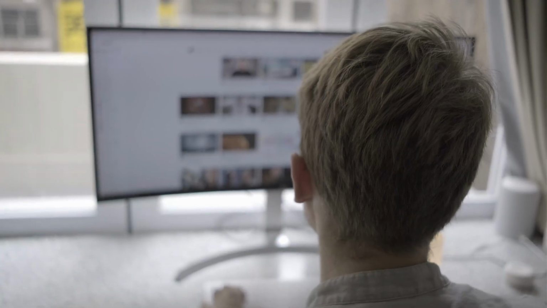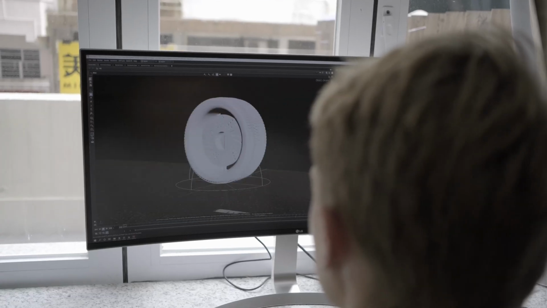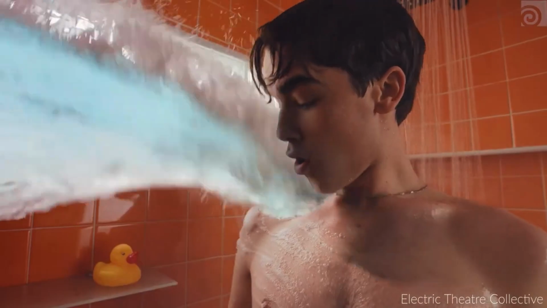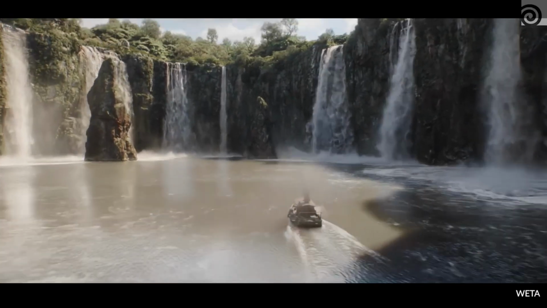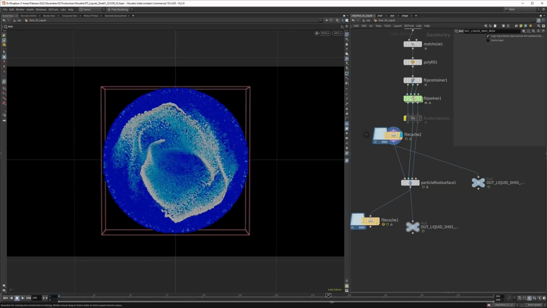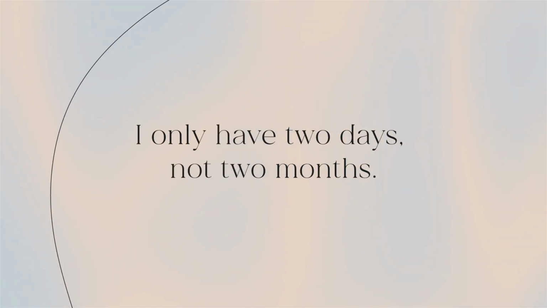I'm the sort of person that wants to know everything about a topic, learn the fundamentals and build a really strong foundation before I start using it. So I started looking up tutorials online. There's many ways of making liquids. You can make splashes, waterfalls, ships sailing, vortices, evaporation, and then I realized I only have 2 days, not 2 months. So I really had to focus my mind on exactly what I needed to learn.